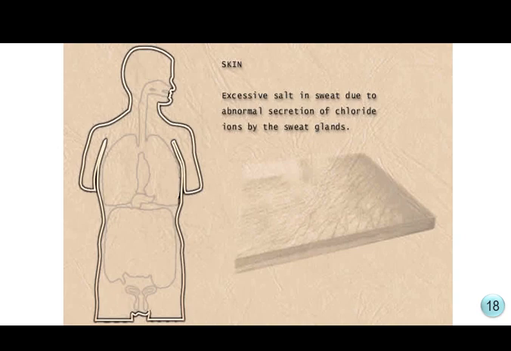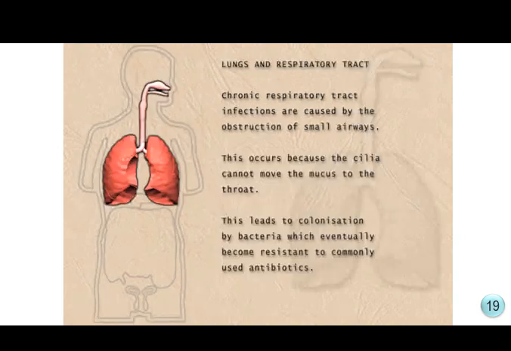So the mutation will cause the skin to have excess salt in your sweat due to abnormal secretion of chloride ion by your sweat gland. So that's the salty baby story.